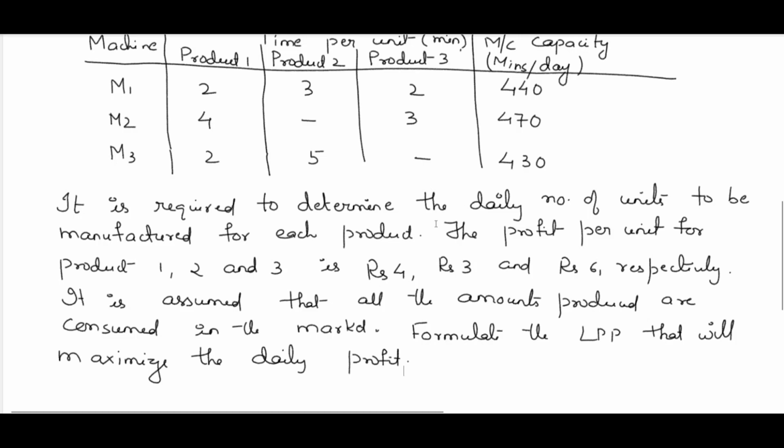Then the profit per unit is given. For product one, the profit will be rupees 4 per unit, and if you are producing x1 amount, your profit will be 4x1, isn't it? Normal mathematics. And the profit of product 2 is rupees 3 per unit, and if you assume the number of units produced of product 2 is x2, your total profit will be 3x2. Similarly, the profit per unit for product 3 is rupees 6 per unit. This is the profit. And what is the quantity produced? It is x3. So the total profit of product 3 will be 6x3.